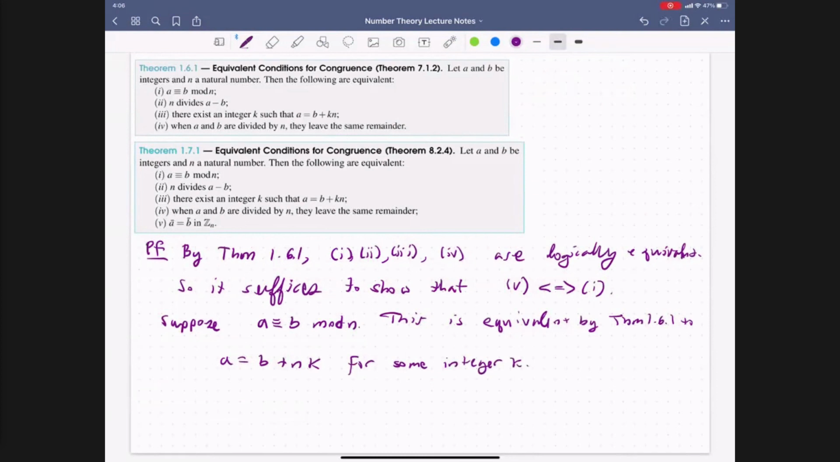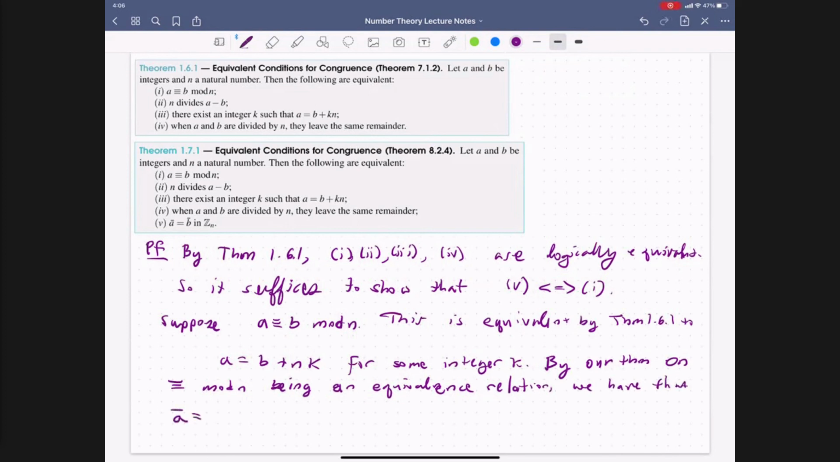By definition of Zn, so actually by definition, technically the theorem on equivalence classes, by our theorem on congruence mod n being an equivalence relation, we have that A bar is the set of elements of the form, let me do B bar, B plus nk, where k is now ranging through any integers.